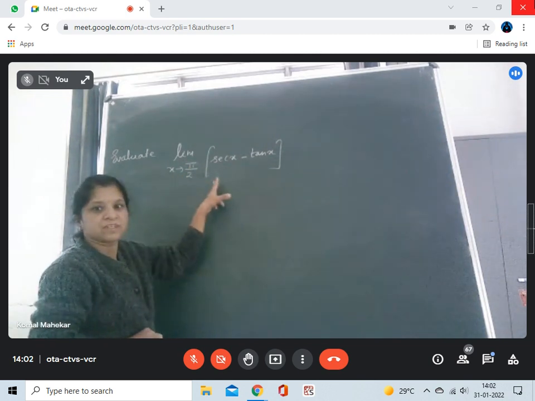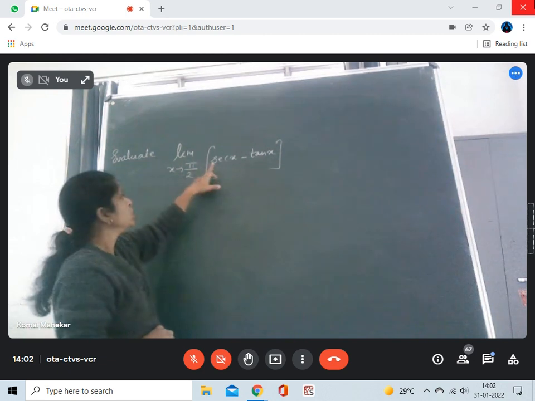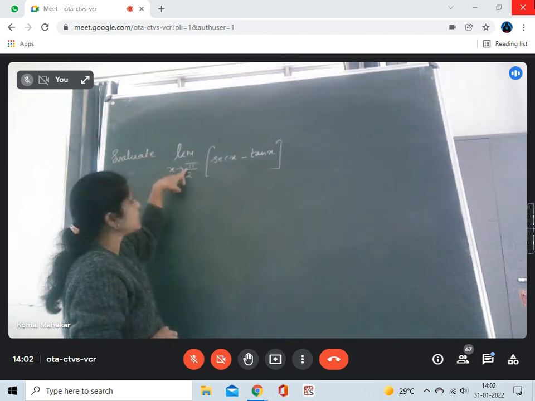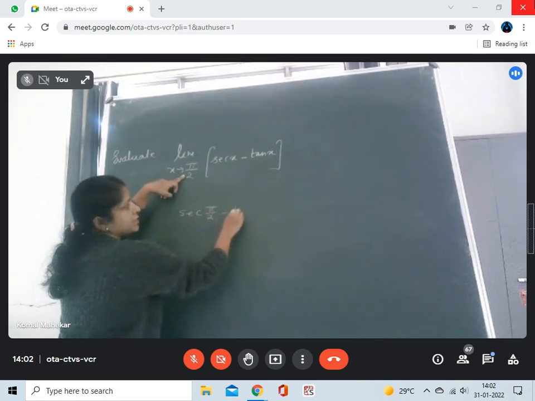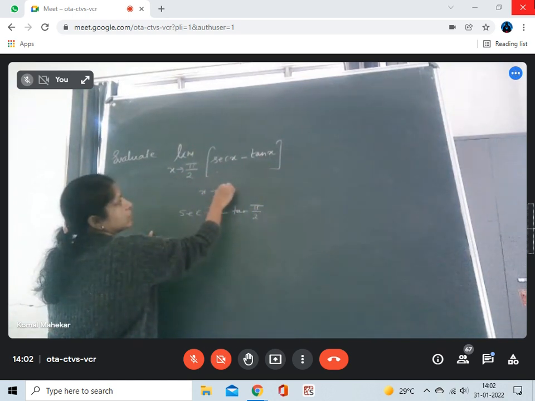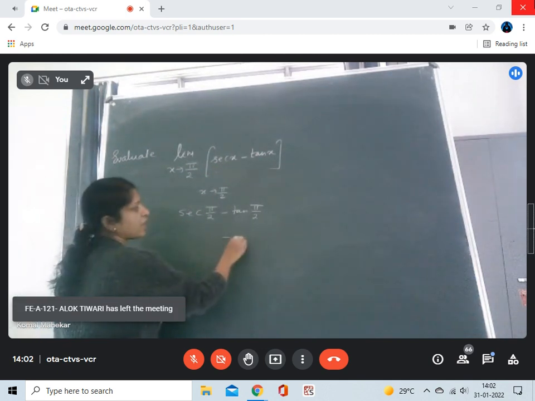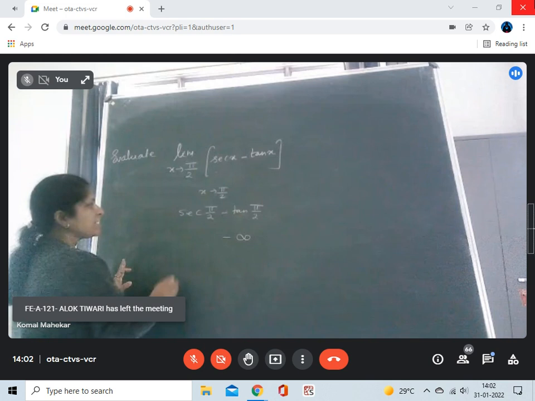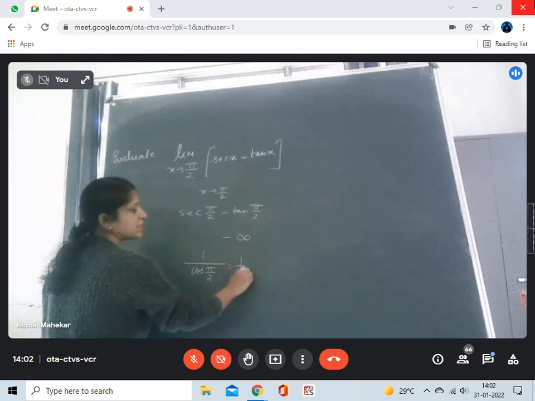First of all, we will see in which form this limit of the function is. For that, we will put the value of x equal to pi by 2. See here, sec of pi by 2 minus tan of pi by 2. We know that tan pi by 2 is infinity, and sec is nothing but 1 upon cos pi by 2. Now cos pi by 2 is 0, so 1 by 0, any number divided by 0, is again infinity.